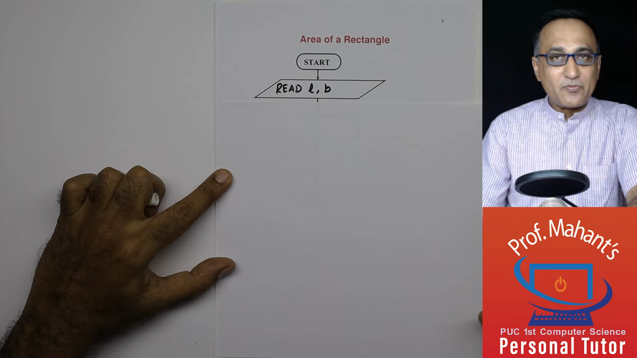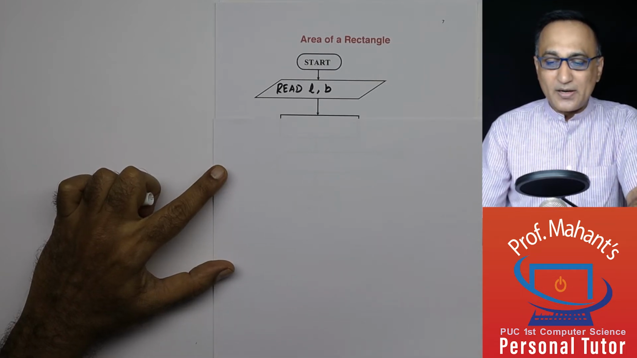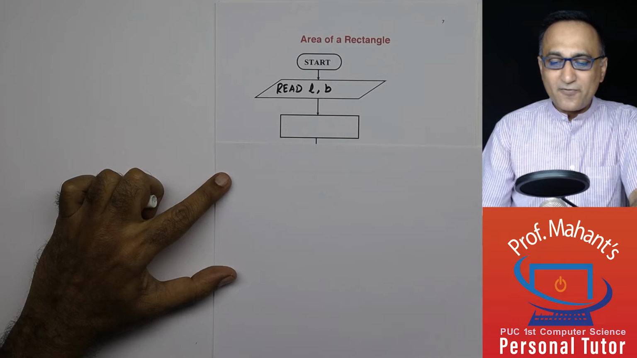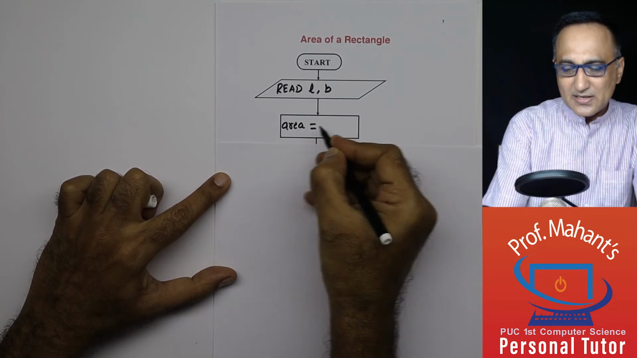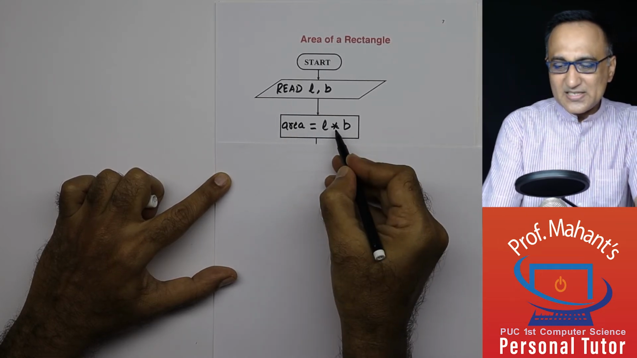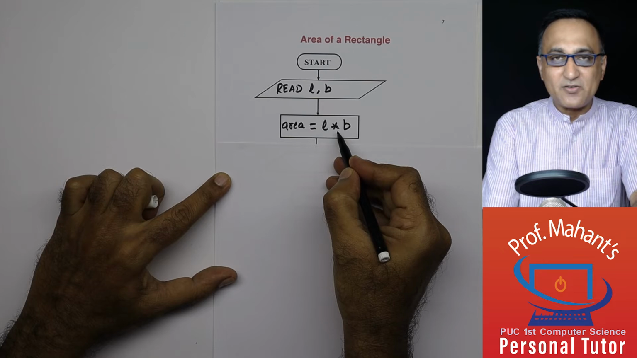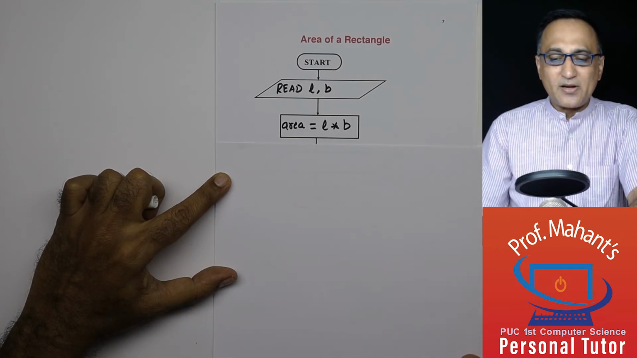What is the next step after I read the length and breadth? I am required to calculate the area. What is the formula to calculate the area? I can say area is assigned the value length into breadth. This stands for the multiplication sign, which is commonly used in most programming languages. Now we have calculated the area.